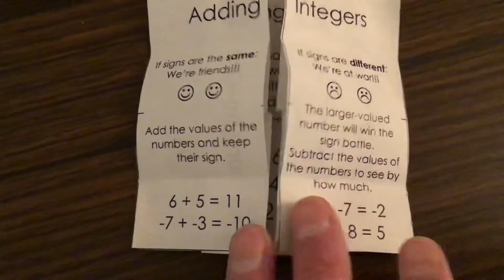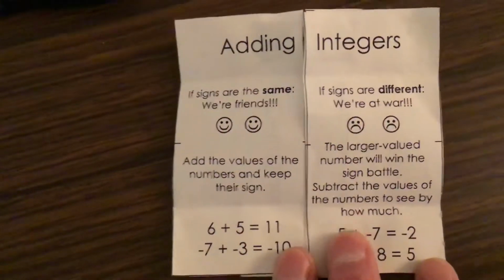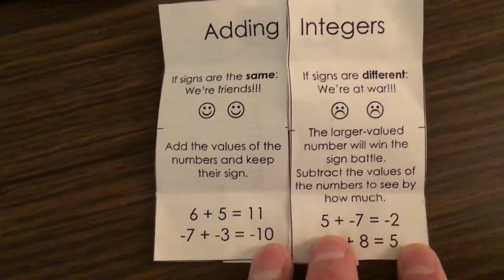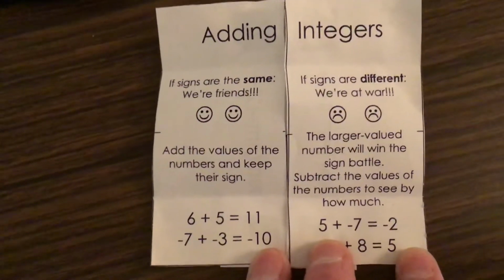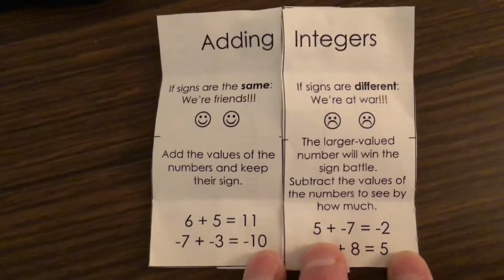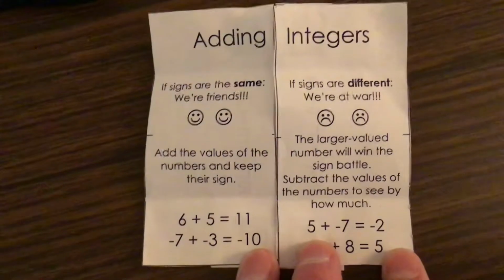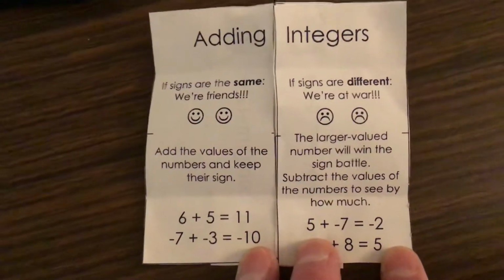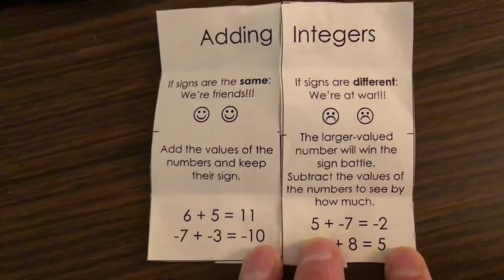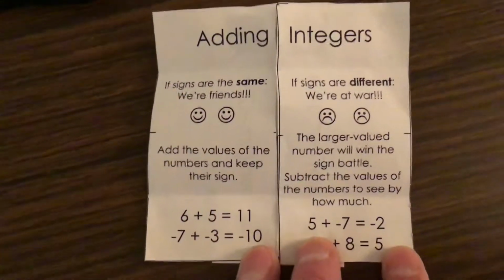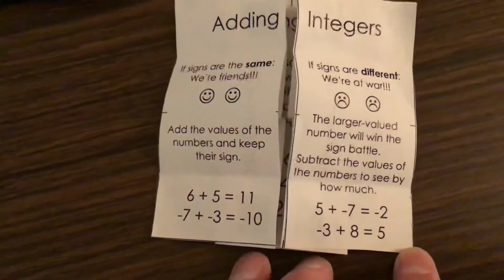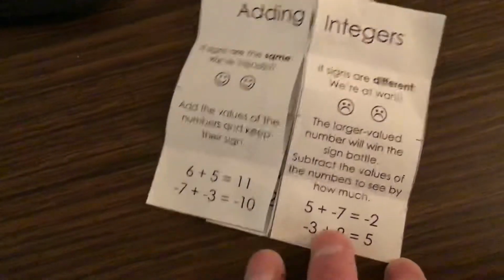If you look at the first page, it's got the two rules for adding integers. If signs are the same, we're friends. Add the values of the numbers and keep their sign. So you've got positive 6 and positive 5 equals 11, and negative 7 plus negative 3 equals negative 10, and so on. And then the other one, if signs are different, we're at war. The larger valued number will win the sign battle. Subtract the values of the numbers to see by how much. And you've got a couple of examples of adding integers there.